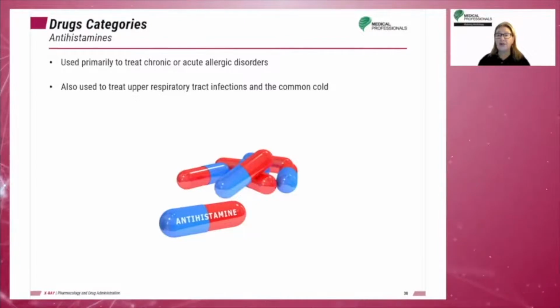Antihistamines are drugs used to primarily treat chronic or acute allergic disorders. They are also used to treat viral conditions such as upper respiratory tract infections and the common cold. Examples are diphenhydramine HCl or Benadryl. It is the most frequently used antihistamine. It has sedative and anticholinergic or drying side effects and may be used as a pre-medication for patients expected to have an allergic reaction. It can be given intramuscularly.